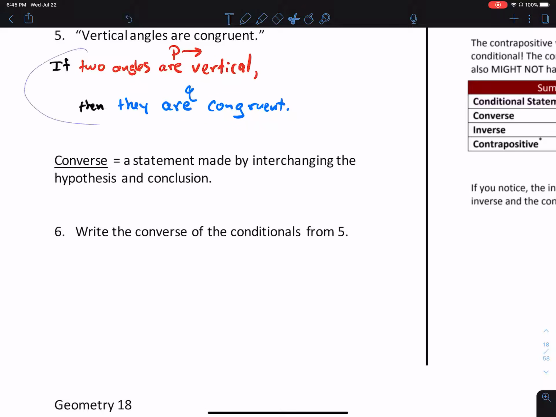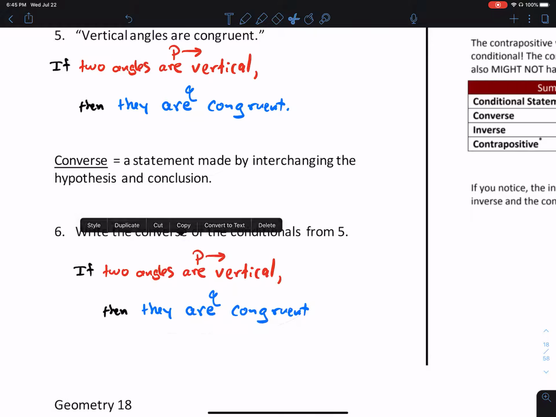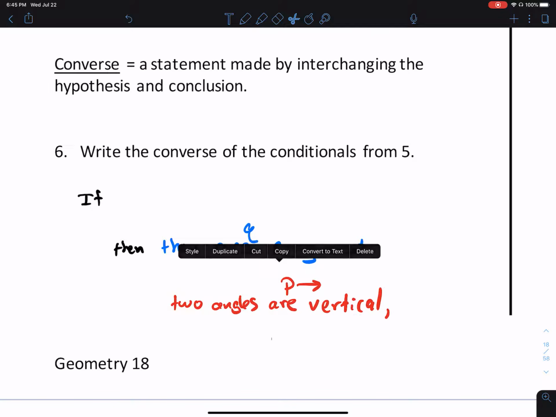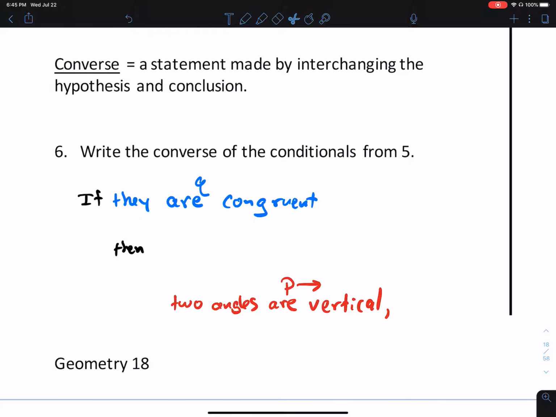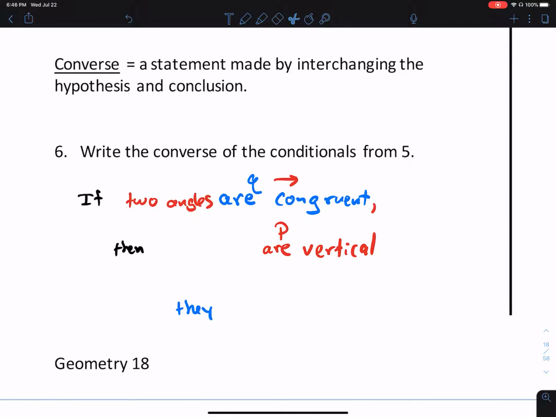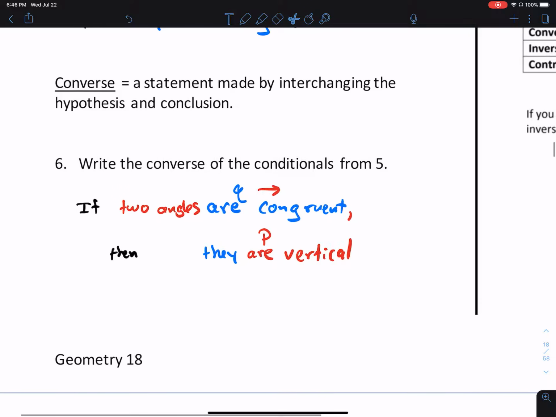When you write this converse, you cannot ignore the English language. So here's what I mean. This is wrong, what I'm going to do. I can't just take what's in red and move it down here, and take what's in blue and move it up here. So why? Why is that not great? Because I start out my sentence with "if they are congruent." We don't want to use a pronoun unless we know what the pronoun is taking the place of. So I want to leave the 2 angles up here. So a better way for me to write this is: if 2 angles are congruent, then they are vertical.